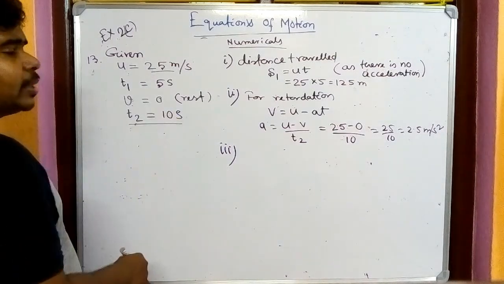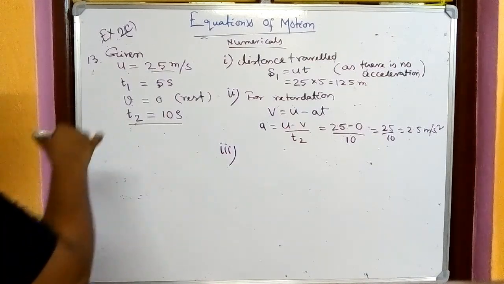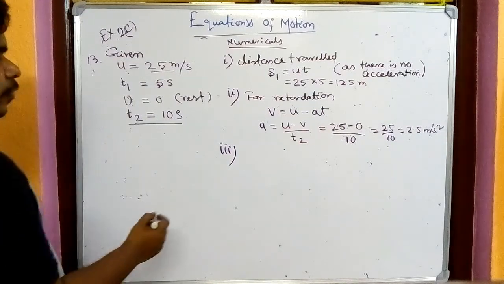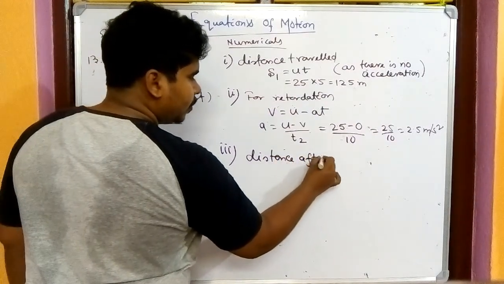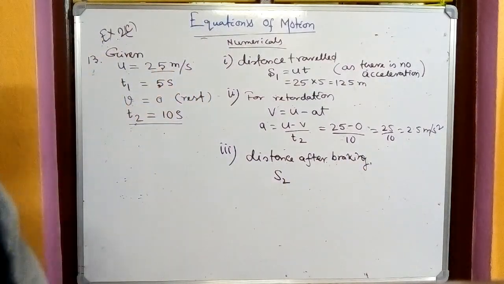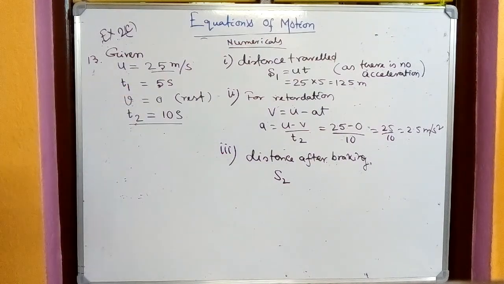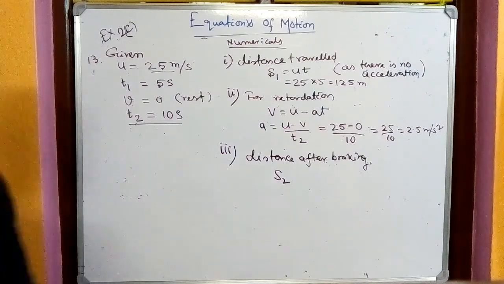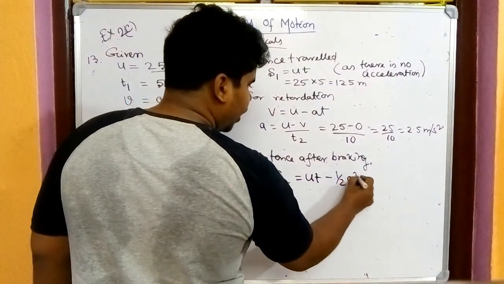So here we have to find the distance the car covered after braking. Which equation do we have to follow here? As we have to find the distance after braking, let's call it S2. If I take ut minus half at square, a is given to us, we have calculated it, t is also given, and u is given. So we will go by that equation.